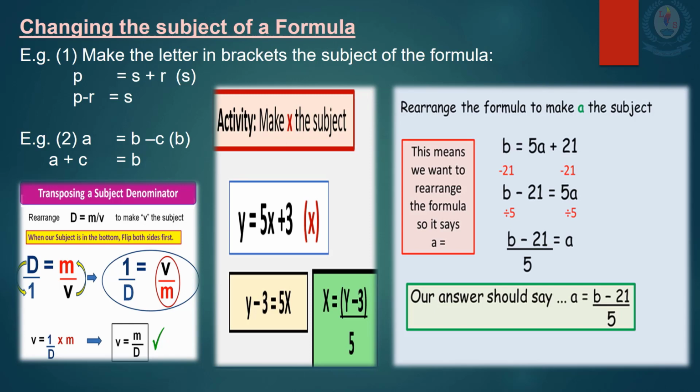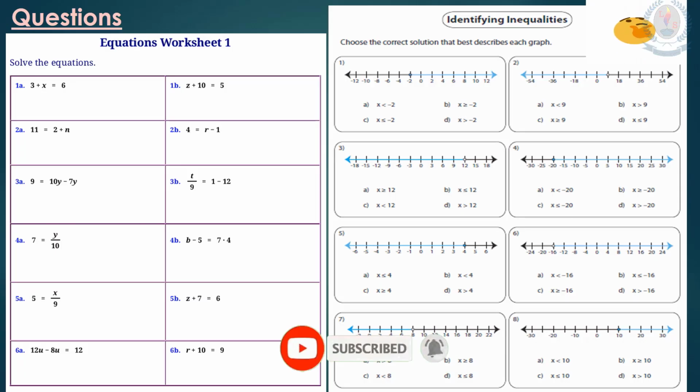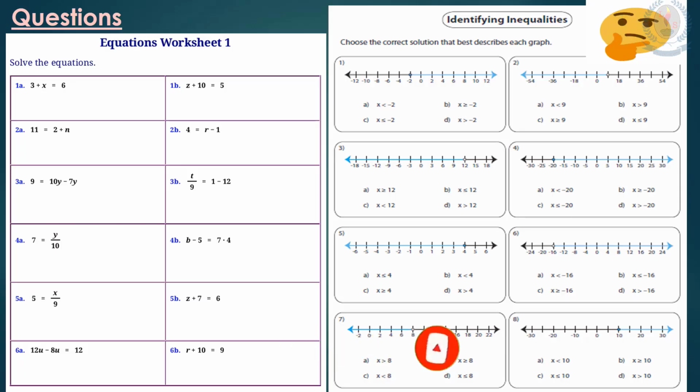Example 2. A is equal to B minus C. Make B the subject of the formula. Here C is negative, so take it to the other side as positive. A plus C is equal to B. Here you have a few more examples. Go through them. You can go through these exercises. There are two worksheets. Go through them and try to do them.